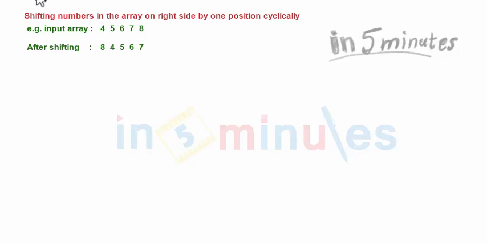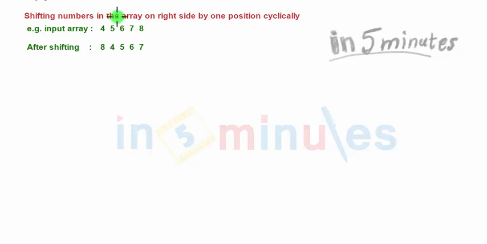Now we'll try and write a program for shifting numbers in the given array on the right side by one position cyclically. Take an example, we have an array of 5 numbers with values 4, 5, 6, 7, 8. You have to just shift the numbers on the right side by one position in the array. That is, 4 should become the second element, 5 should become the third element, 6 should become the fourth element, and so on. And the last element should be stored into the first location.